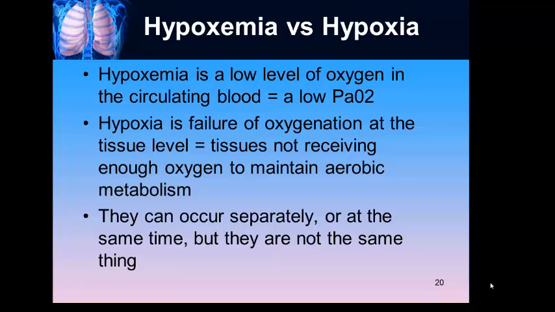Hypoxia is a failure of oxygenation at the tissue levels, so the tissues are not receiving enough oxygen in order to maintain aerobic metabolism. So both hypoxemia and hypoxia can occur at the same time, or you could just have one or the other. Generally speaking, if you have hypoxemia, you have low circulating blood oxygen, that's going to result in hypoxia. However, if you have tissue hypoxia, that does not necessarily mean that you also have hypoxemia.